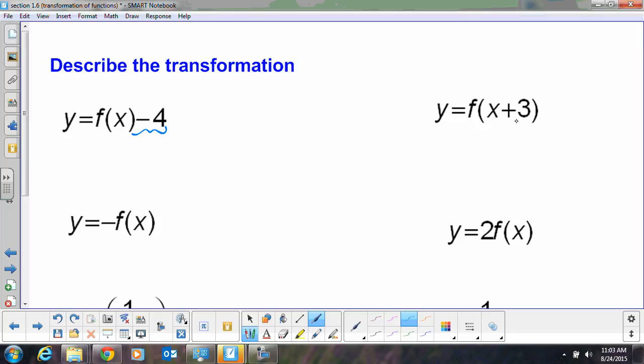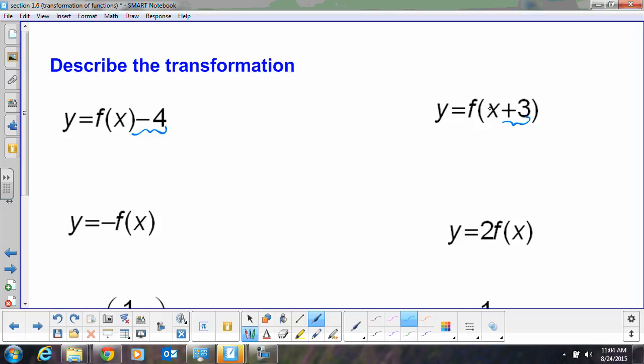Whereas it's going to be a horizontal shift 3. Which direction, though? Be careful. The inside ones are tricky. Is it right 3 or left 3? This is going to be opposite. Whenever you're next to x, the inverse operation for addition is subtraction. So this is going to move left.